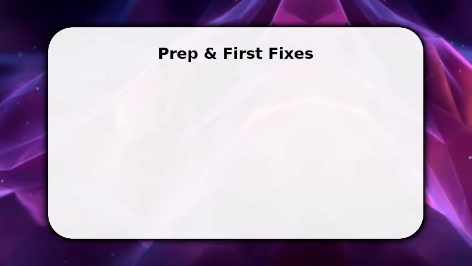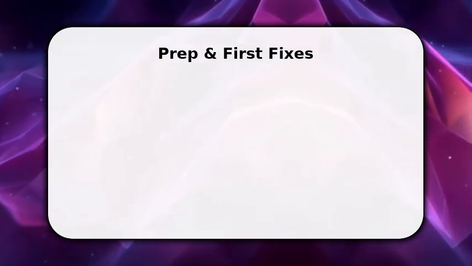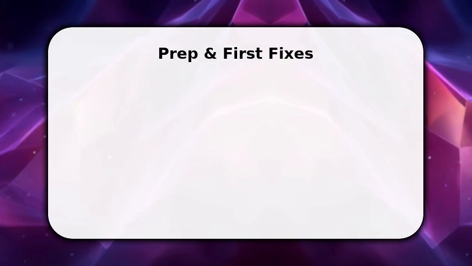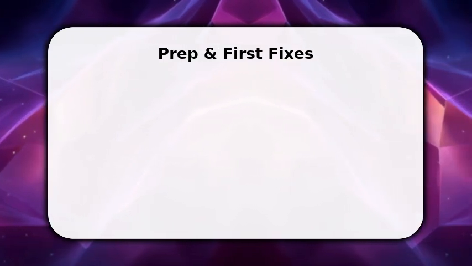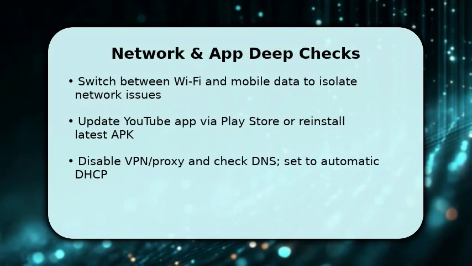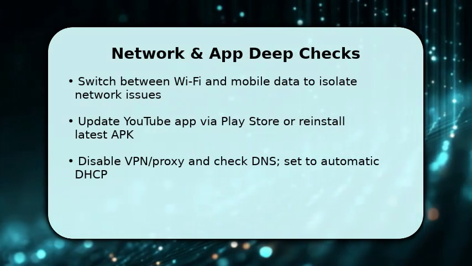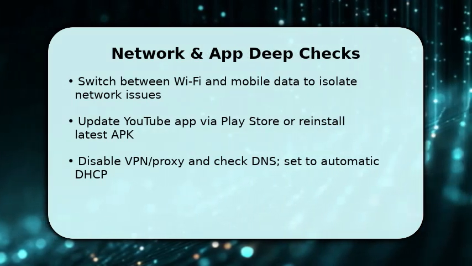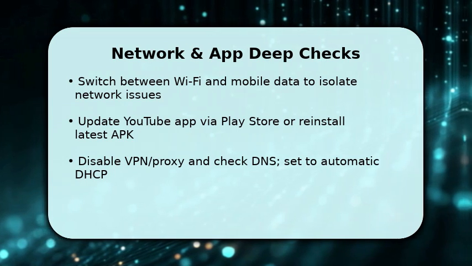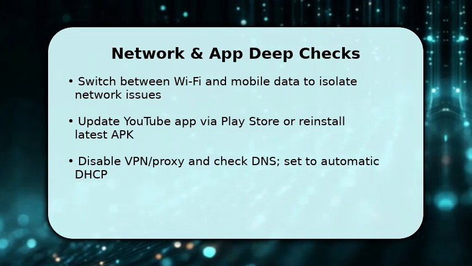If clearing cache doesn't help, clear app data as the next step. This resets preferences, but often fixes login or playback stalls. Now focus on deeper causes. Test YouTube on both Wi-Fi and mobile data to see if the issue is network-specific. If one works, troubleshoot the router or carrier.